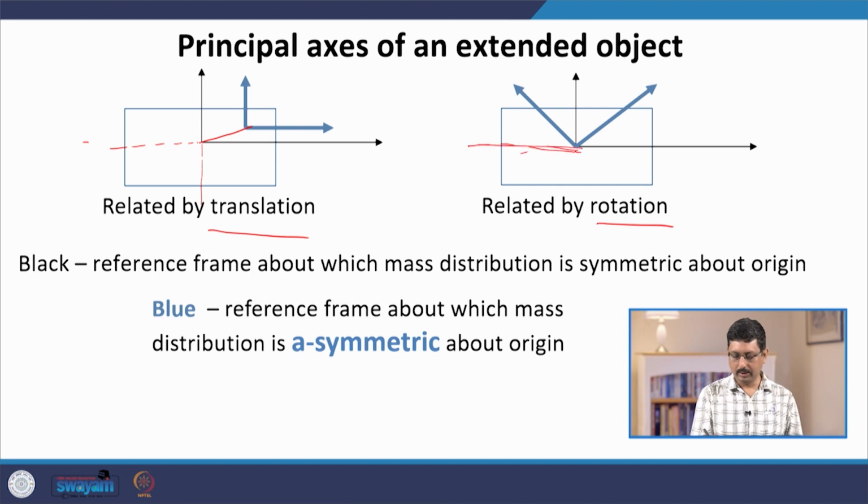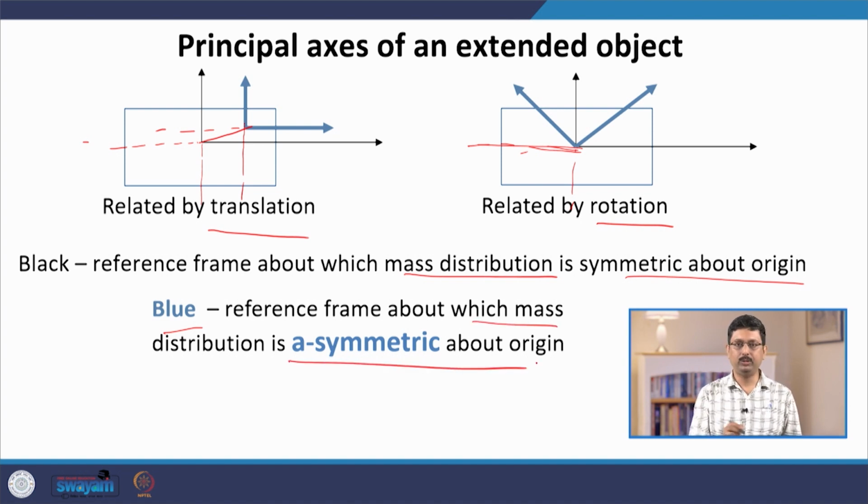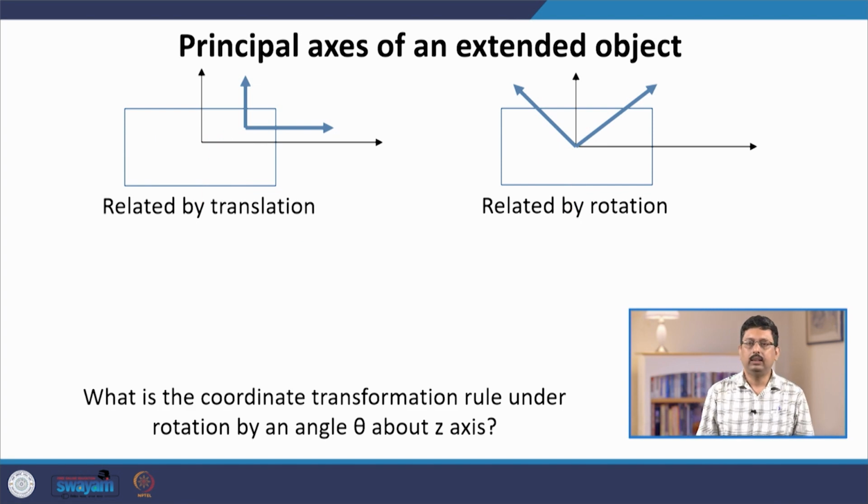Now, let us say I extend this figure a little bit. It is clear that the black reference frame, the black coordinate system, is a reference frame in which the mass distribution is symmetric about the origin, whereas in the blue reference frame, in both the figures, the mass distribution is asymmetric about the origin. So, here we pose a mathematical question.